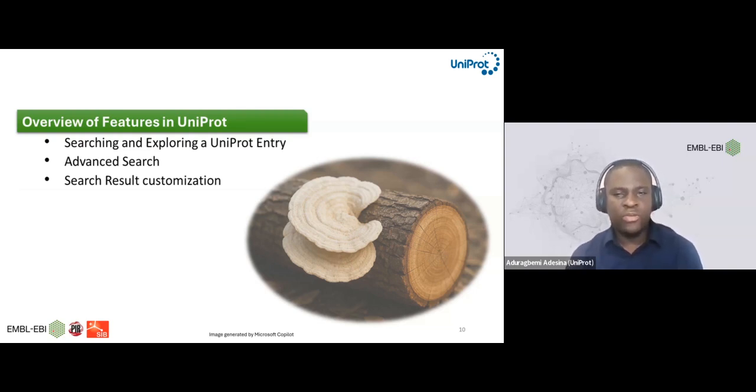Now I will go through an overview of some of the features in UniProt. Throughout this talk, I will be using lignin found in wood as an example. Lignin is a renewable material made from chemical building blocks, similar to those in crude oil. Although lignin is difficult to break down, some enzymes from fungi and bacteria can catabolize lignin and release several useful products. So I'll be making reference to lignin throughout this talk.